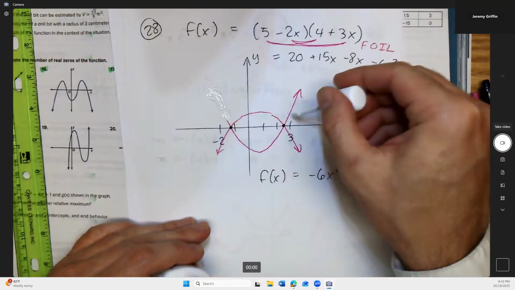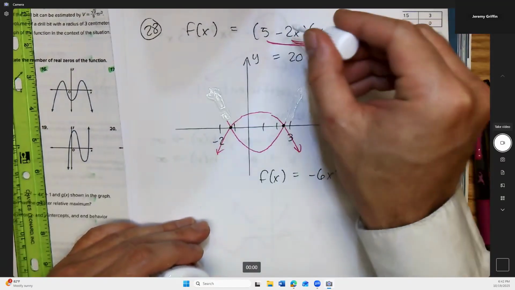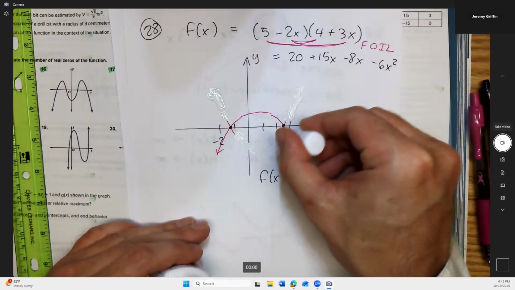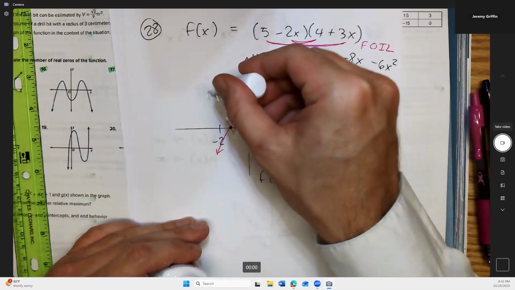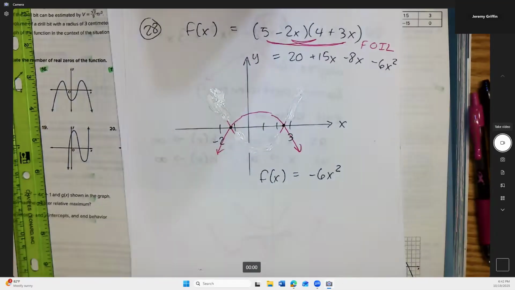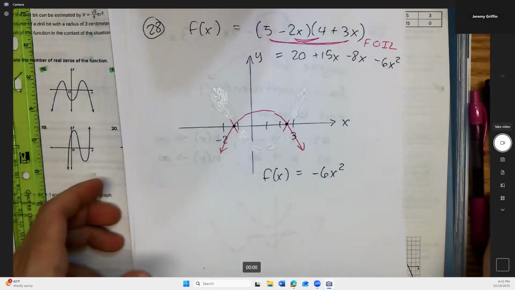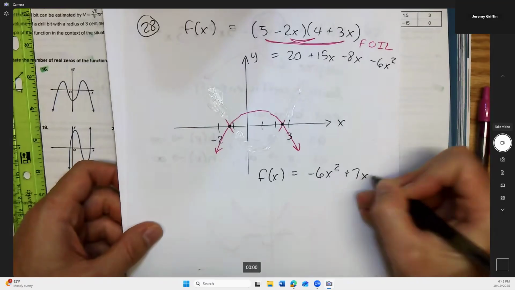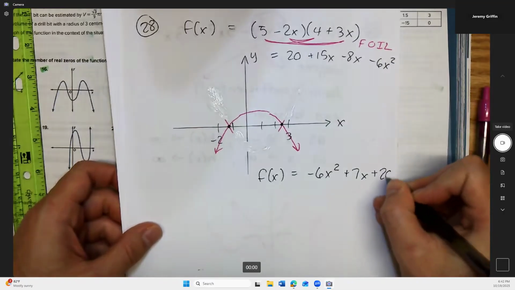I missed that negative right there. But now that I foiled this out, that stood out. It's like, oh, okay, actually, whoops, that would be upside down. There's a better looking graph right there. Like that. So we got the x terms combined as plus 7x, and then I got a plus 20.